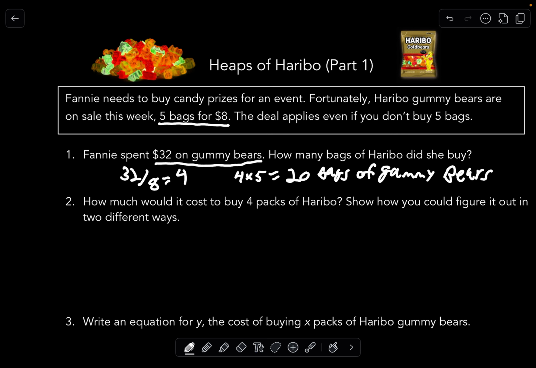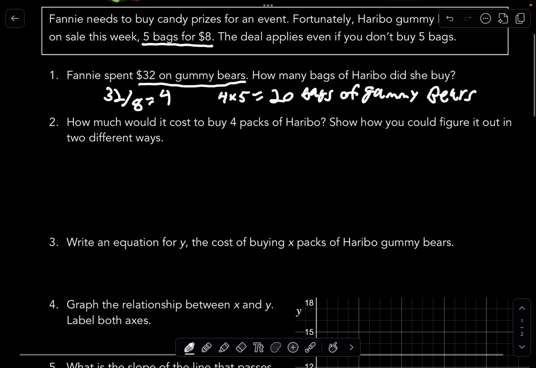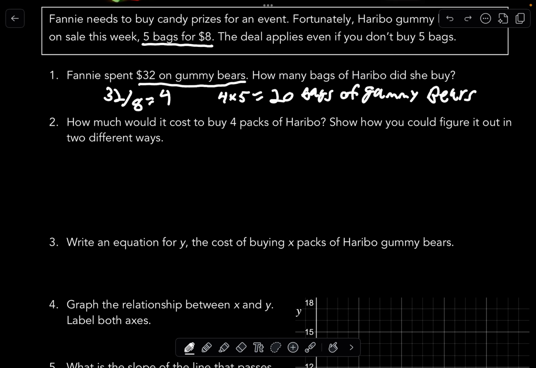How much would it cost to buy 4 packs of gummy bears? I'll show you how you can figure it out in 2 different ways. My much preferred way is to find the per unit cost. That is, if we know $8 for 5 bags, 8 divided by 5 is 1.60 dollars per bag. It's $1.60 per bag.